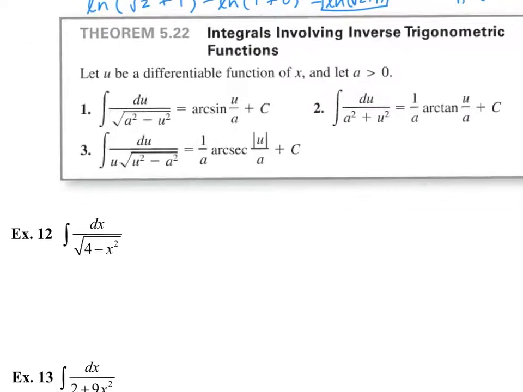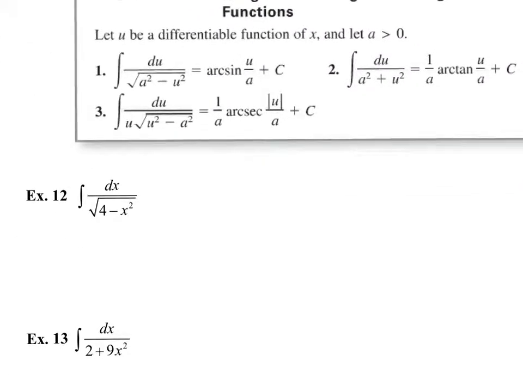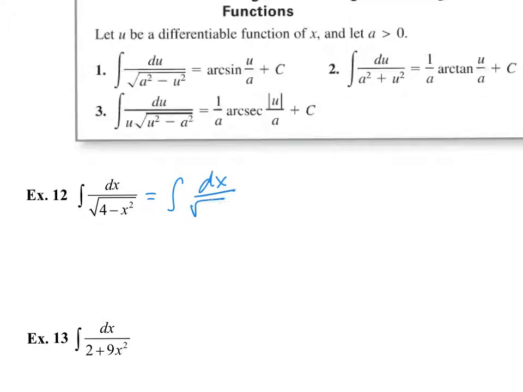Let's take a look at example number 12. So which of these does this fit? Example number 12 seems to fit the pattern of number 1 up here, because if you look at this denominator, we have the square root of 4 minus x squared, and 4, as you know, would be 2 squared. So let's just go ahead and rewrite this integral as the integral of dx over the square root of, instead of 4, I'm going to write it as 2 squared minus x squared. So that means that 2 would be the a, and x takes the place of u.